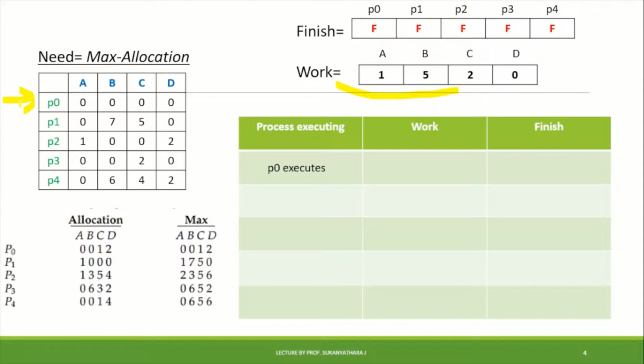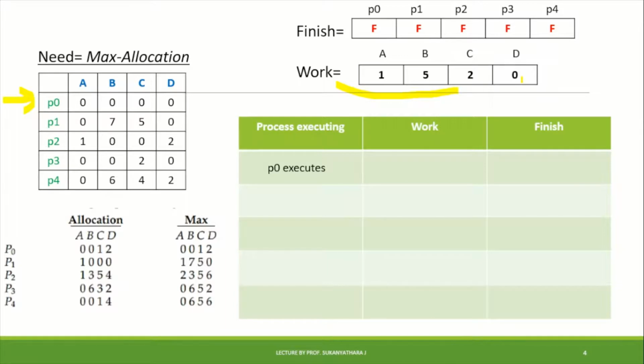So look at P0. P0 is requiring 0, 0, 0, 0. Yes, it is obviously less than 1520. We have one instance of resource type A, 5 instances of resource type B, 2 instances of resource type C, and 0 instances of resource type D presently free for allocation in the system. So obviously you can execute P0. P0 doesn't need anything. So P0 executes.